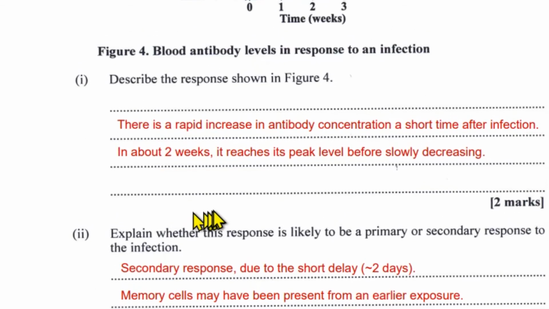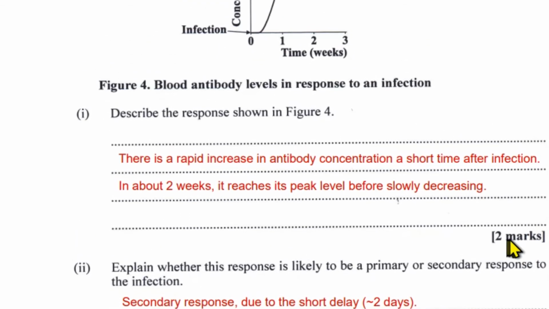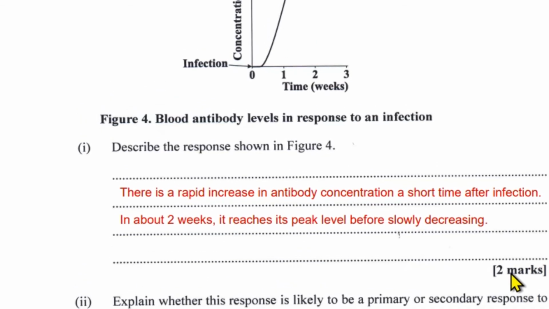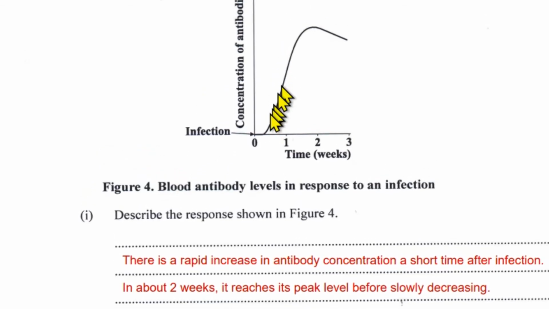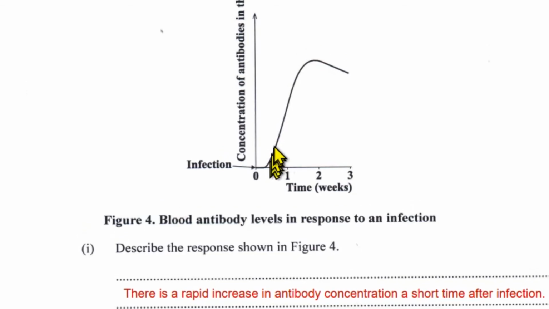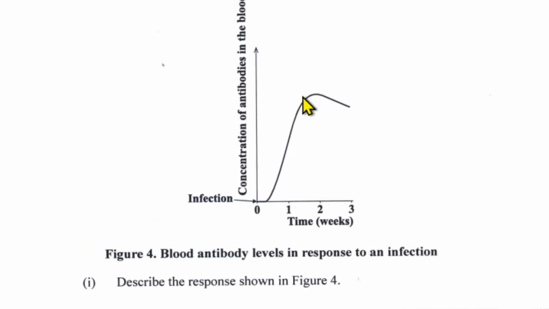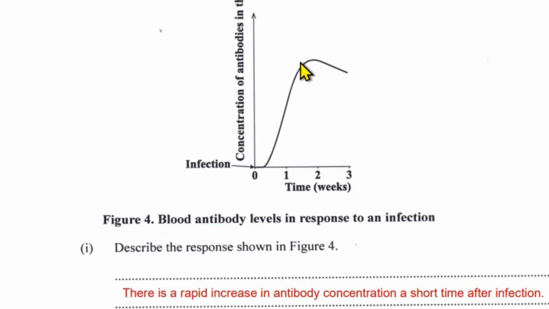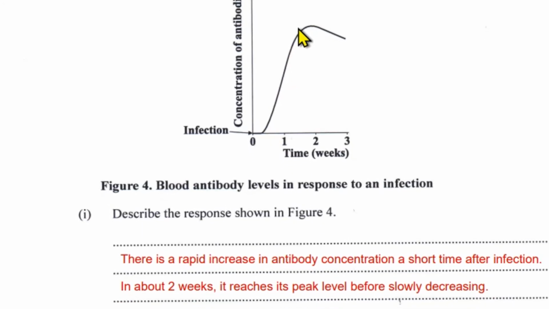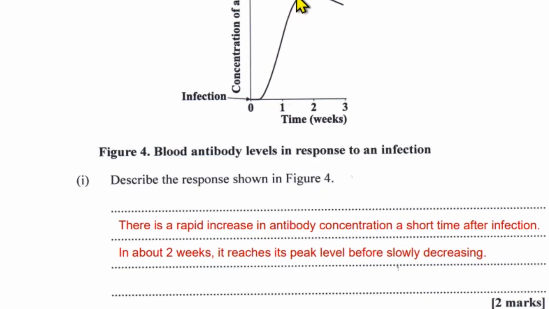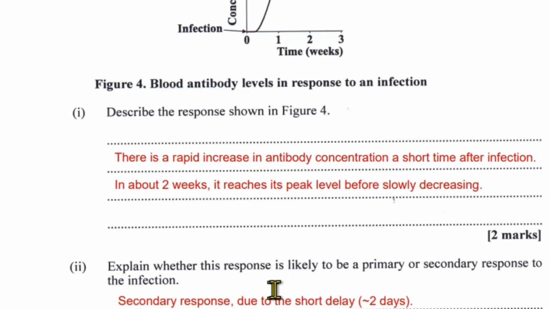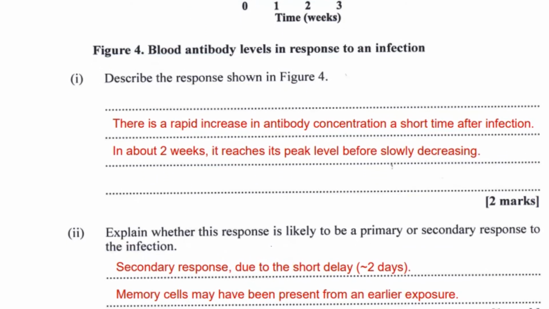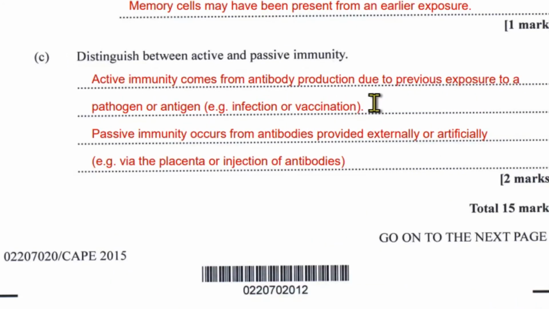Part 2. Explain whether this response is likely to be a primary or secondary response to the infection. Now what we have to look at is the steepness of the curve with relation to the concentration of antibodies, because it's quite steep. The amount of antibodies has been produced very, very quickly, and this is most likely due to a previous exposure. Due to previous exposure, you would have a lot of cloned plasma cells that would have already been there in the bloodstream. You would have memory cells that would have retained information about the pathogen before. So this would be a secondary response due to the short delays, about 2 days, and memory cells may have been present from an earlier exposure. It's just 1 mark.